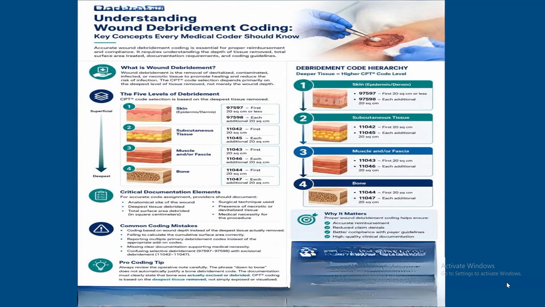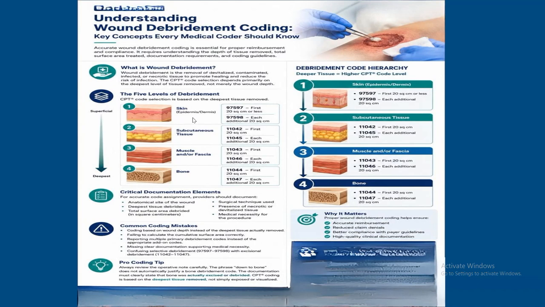Next, we have 5 levels of debridement. Skin level consists of epidermis plus dermis. Subcutaneous tissue is the deep subcutaneous tissue. Next we have muscle and or fascia, so these both come under one level. Next one is bone level debridement. So, total 5 levels: skin first level, subcutaneous tissue second level, muscle third level, fascia fourth level and bone fifth level.